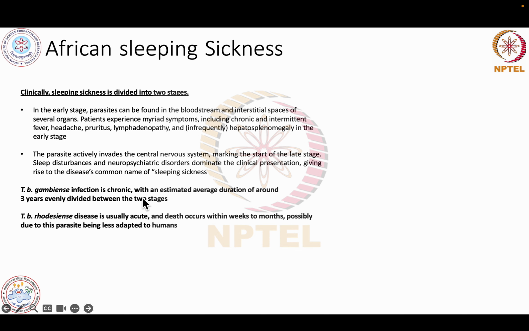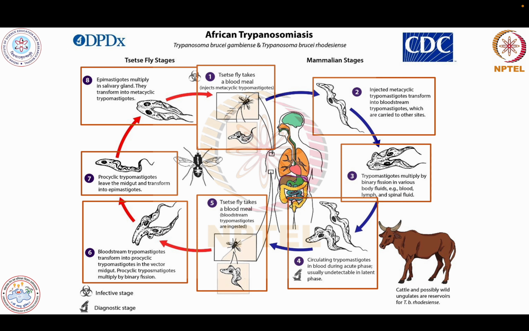Gambiense infection is chronic with an estimated average duration of around 3 years, evenly divided between the two stages. Rhodesiense disease is usually acute and death occurs within weeks to months, possibly due to the parasite being less adapted to humans.